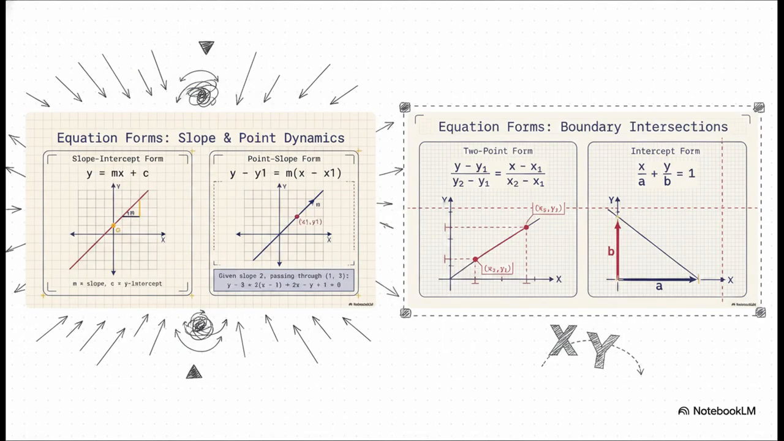So the crucial point here is knowing exactly when to deploy which tool. On the left side, we have point dynamics. You're going to use the slope-intercept form or the point-slope form when you're dealing with the internal movement of the line, like when you know its angle and a single anchor point. But over on the right, notice how we switch tactics entirely. When you're dealing with boundary constraints, meaning you know exactly where a line crashes into the x and y axes, the intercept form is far, far more efficient and builds the line directly from its boundaries.